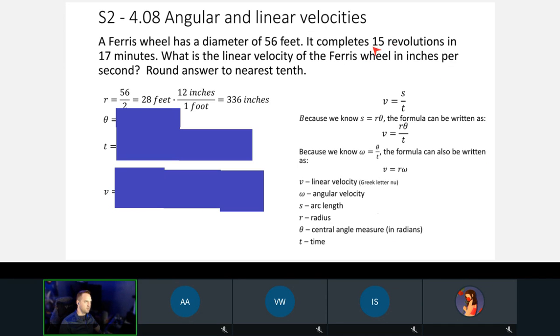So it's 15 revolutions. That's important to determine the actual angle here. Now, if I said it made 1 revolution, what would the angle be? Radians. I want it in radians, please. In radians, 2 pi. Okay, so 1 revolution is 2 pi.